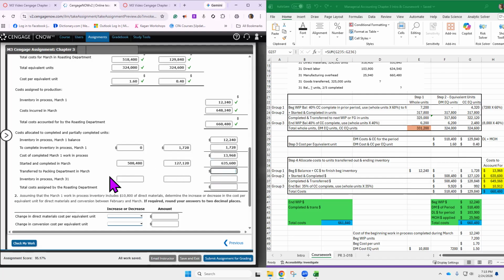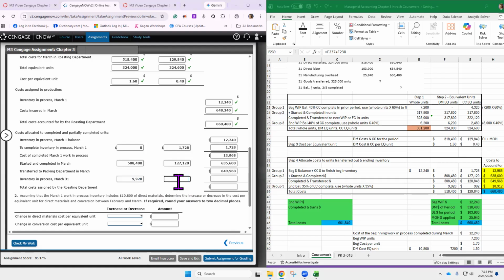Now we can get to transferred out. Transferred out is 649,568. Now we're ready for ending inventory cost. So here's how we calculated it, and it's 35% complete. There were 6,200 units in ending inventory times $1.60 gives you $9,920.